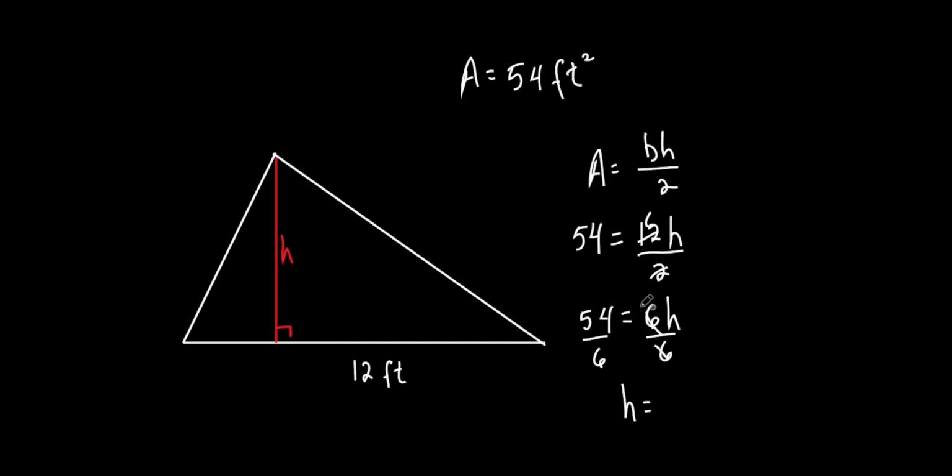54 divided by 6. Can you do that in your head? Do you know your multiplication tables? Oh, you're using fingers? That's right. 7 times 6 is 54. What times 6? 9 times 6. So H is 9. You got to know your multiplication tables.